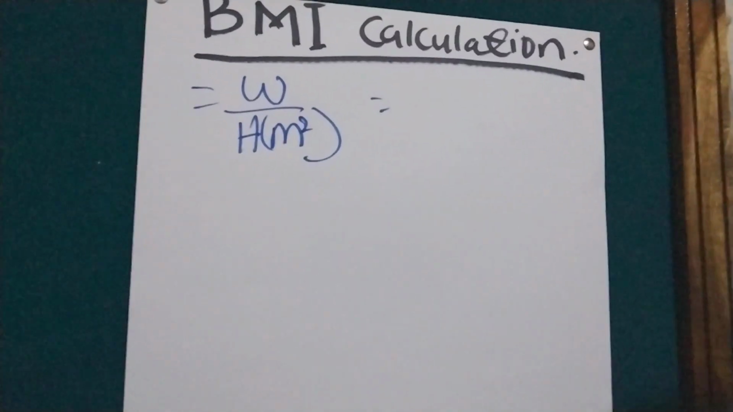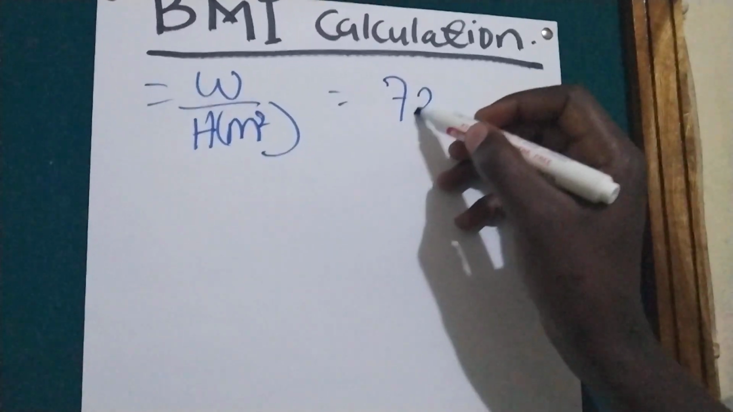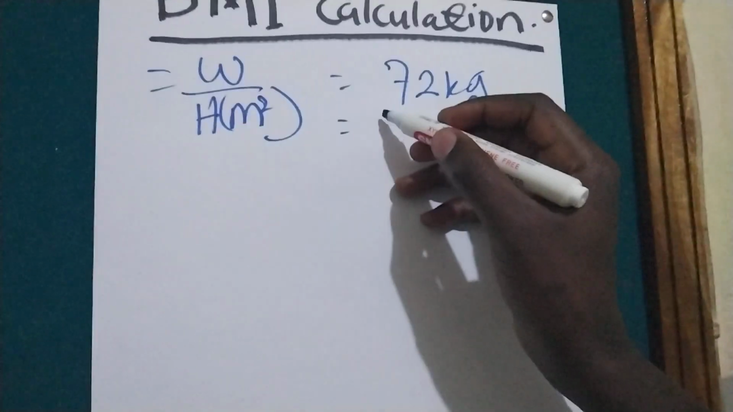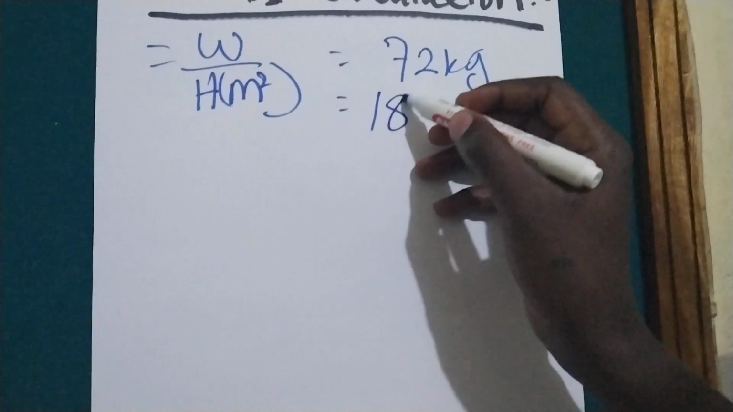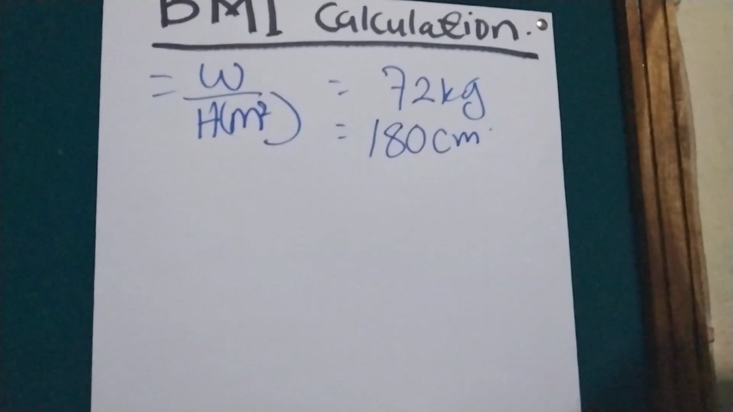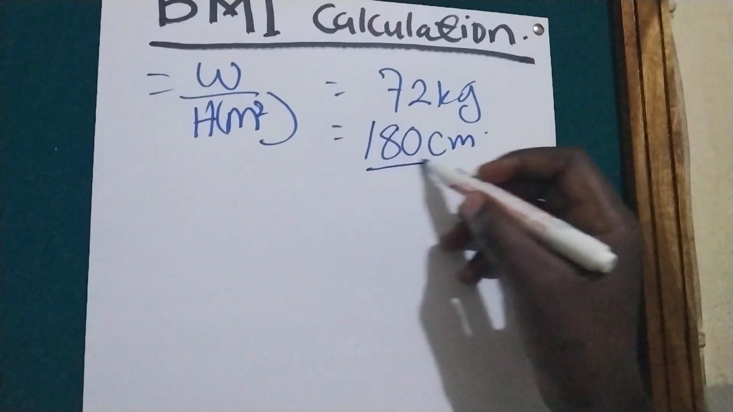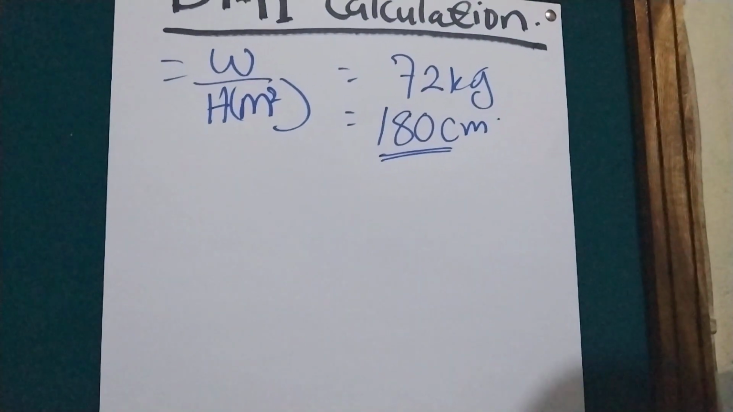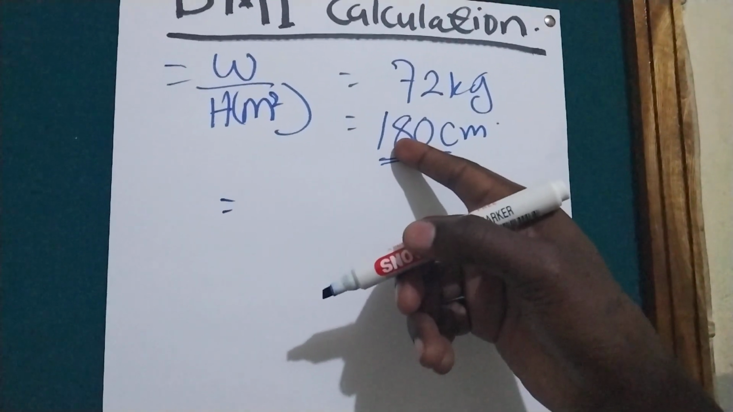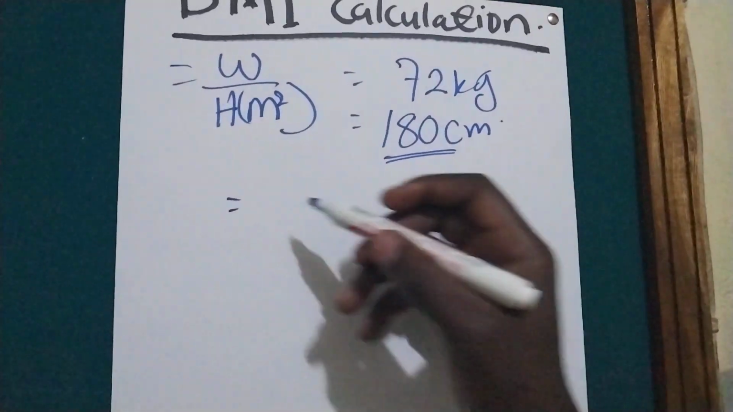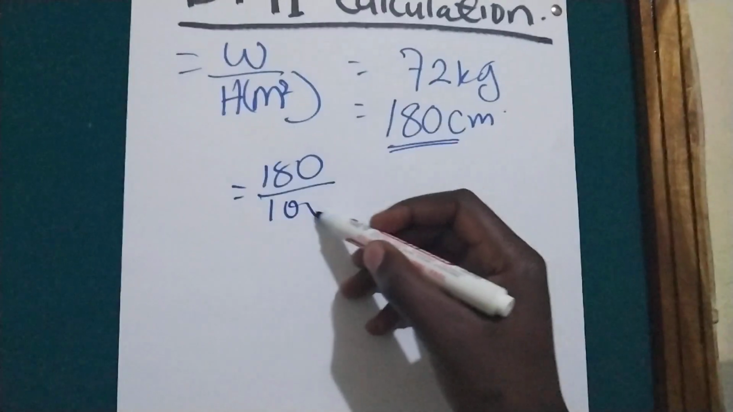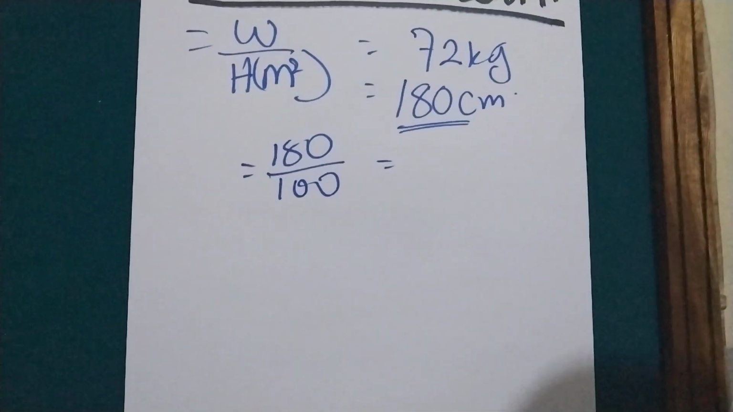So let's take a weight of 72 kilograms and the height is 180 centimeters. So what we are going to do, we are first going to convert this 180 into meters. To convert, we are going to divide this by 100. So 180 divided by 100. So what are we going to get?